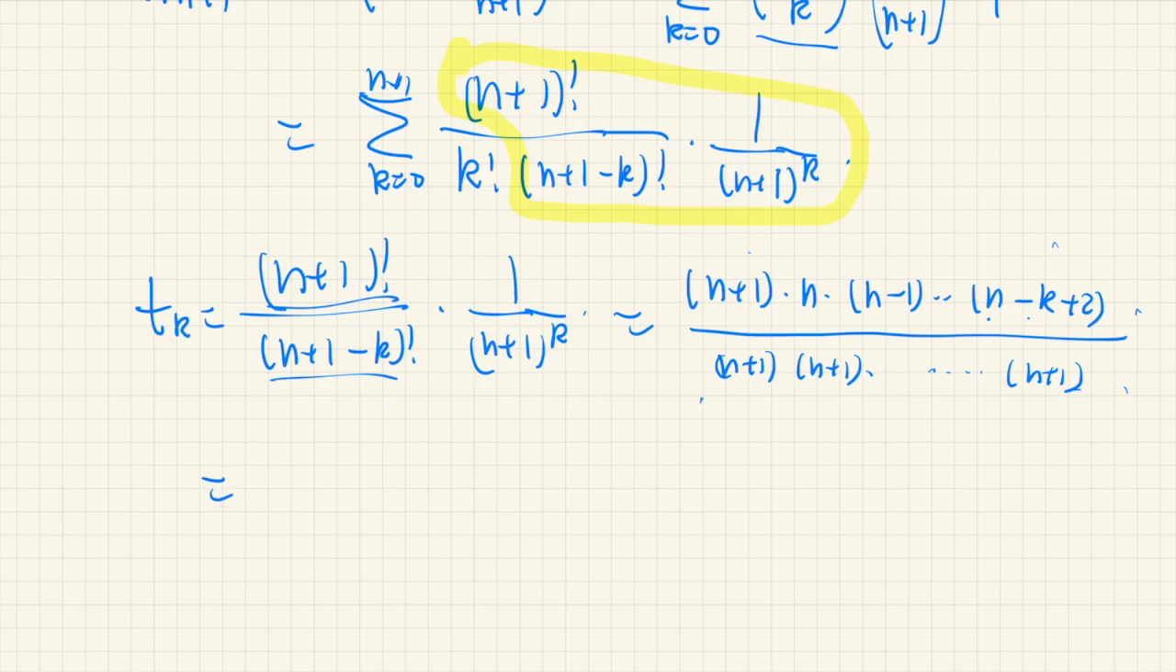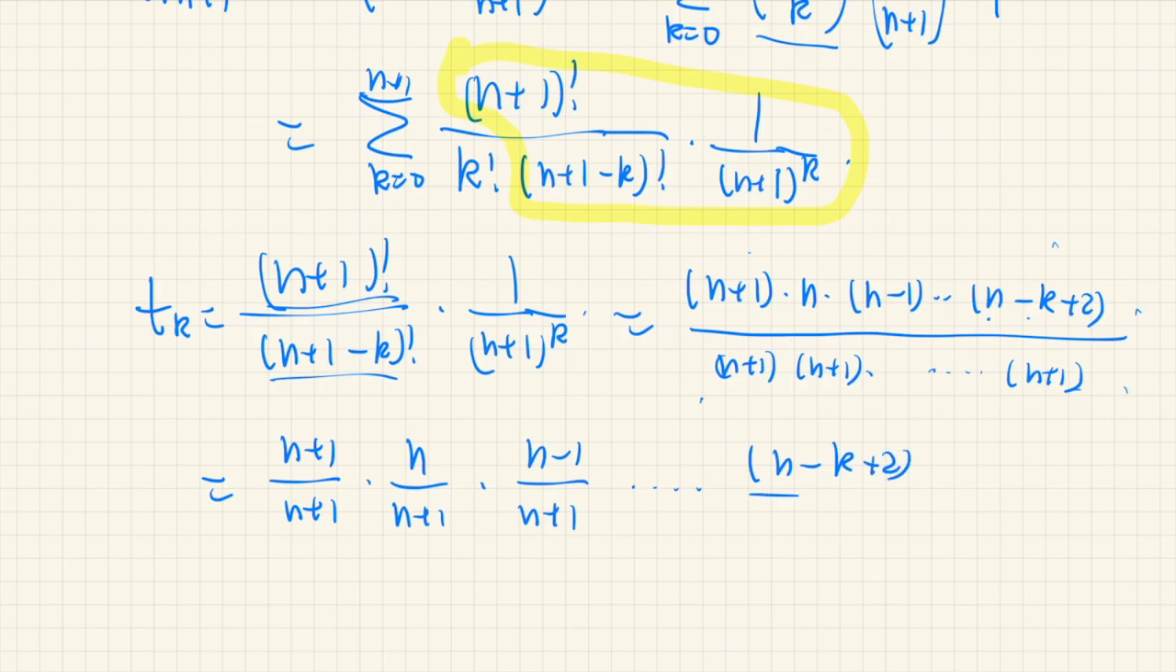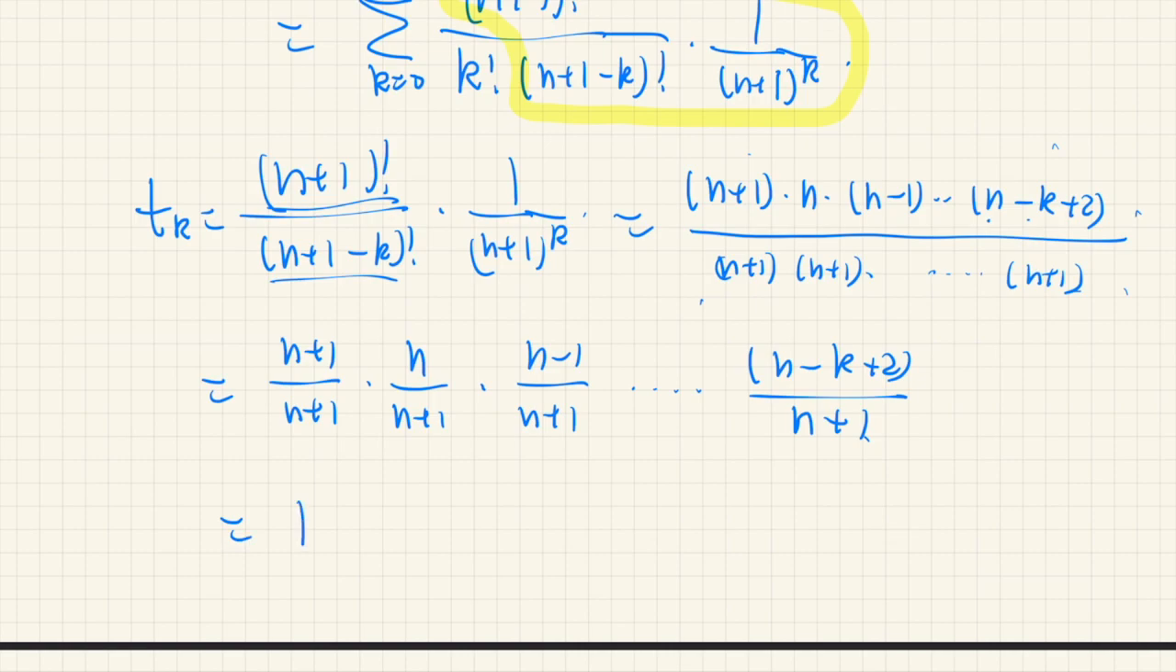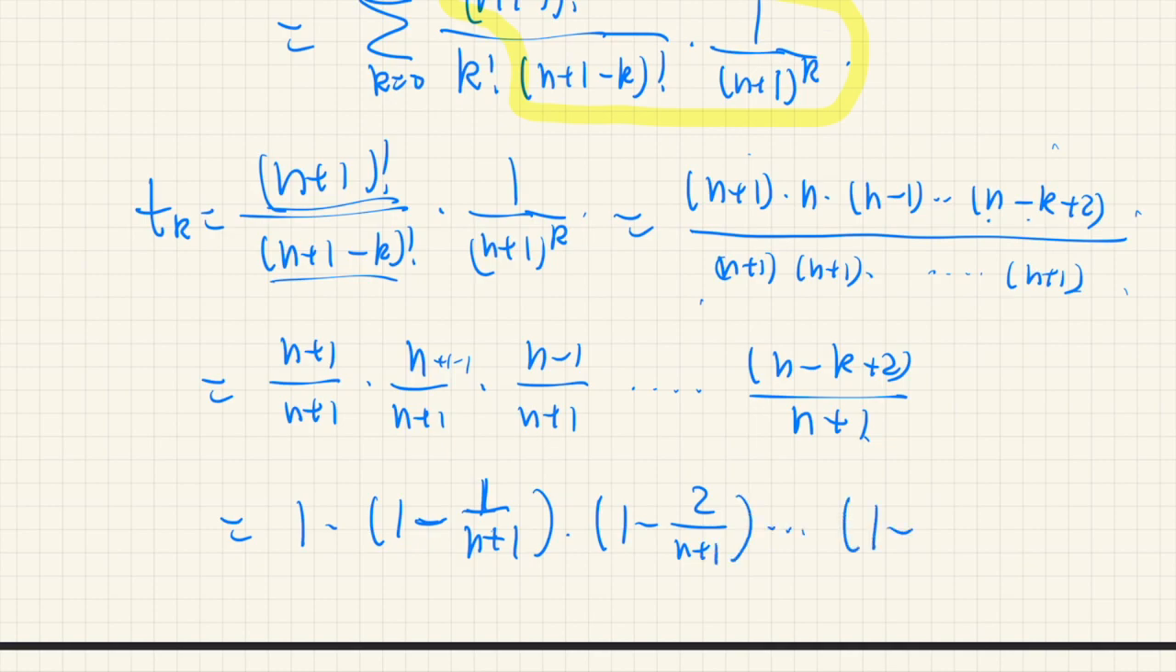So let's combine them together, just as we did for sk. That will be n plus 1 over n plus 1, n over n plus 1, n minus 1 over n plus 1, and so on, n minus k plus 2 over n plus 1. So if we simplify, this will be n plus 1 minus 1, so it would be 1 minus 1 over n plus 1, and 1 minus 2 over n plus 1, and 1 minus, what is it? k minus 1 over n plus 1.